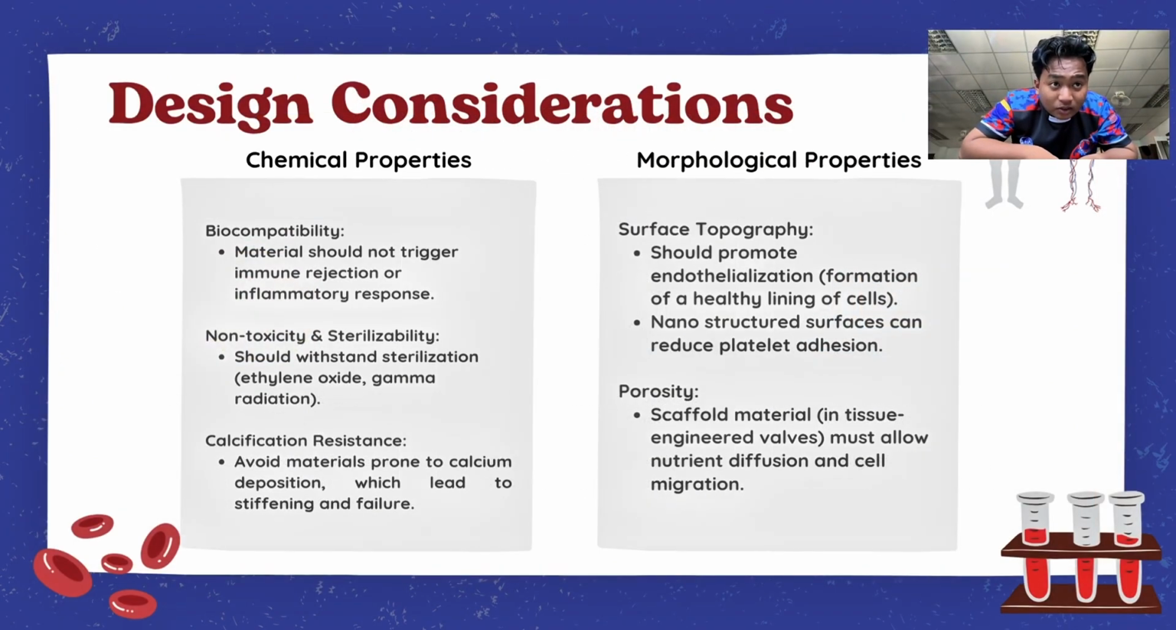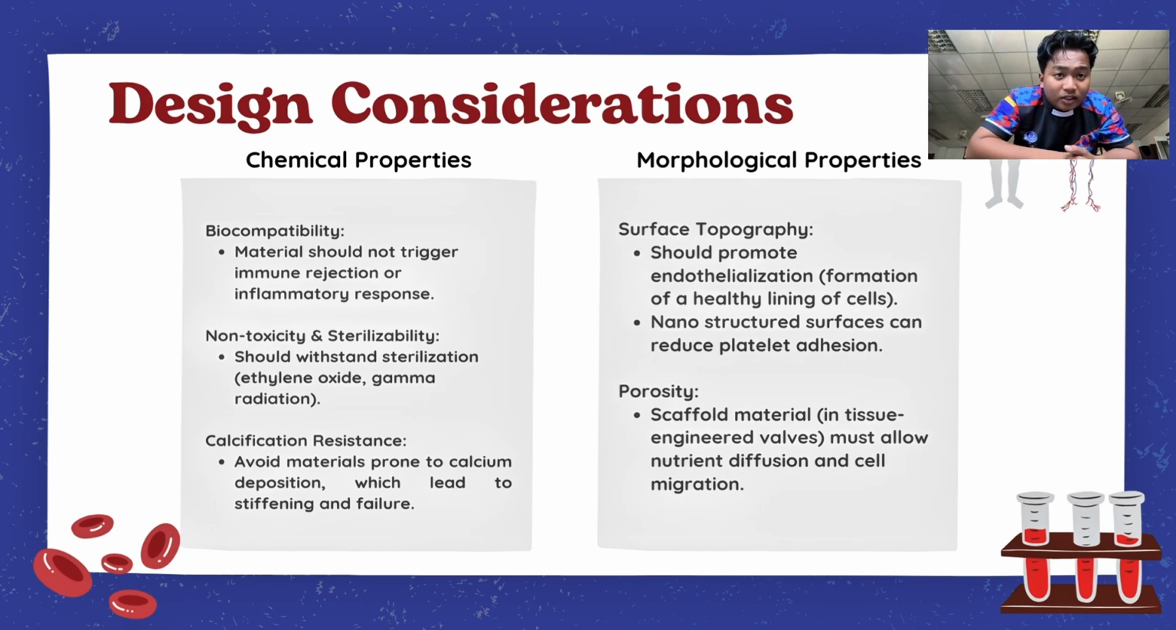Okay, we move to the second part, which is design considerations. We must address three key properties. First, chemical properties. Materials must be highly biocompatible, avoiding immune rejection or inflammation. They should also be non-toxic and withstand sterilization methods like ethylene oxide or gamma radiation. Calcification resistance is critical because calcium deposits can stiffen and damage the valve.